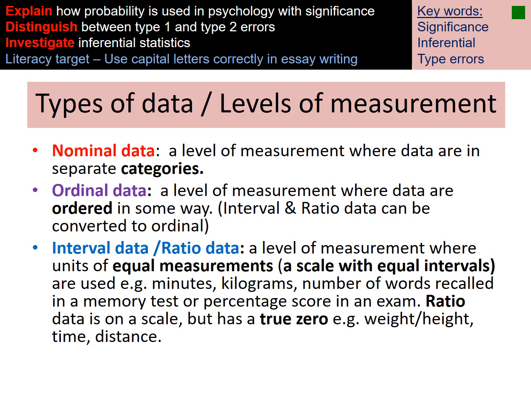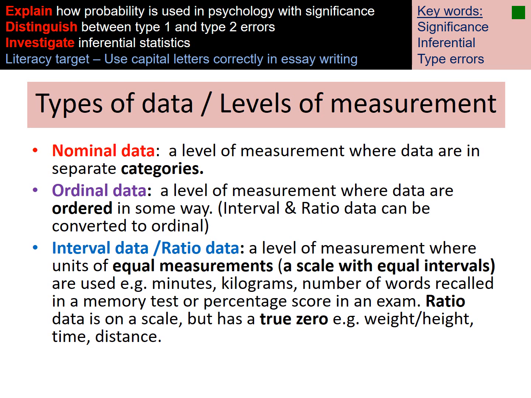Now, interval and ratio, this is basically a situation where the level of measurement that you're using has equal measurements between them. So, for example, things like time, the amount of minutes it took somebody to do something, the amount of kilograms somebody weighs, the amount of words that were recalled. Because the distance or the space in between the intervals, or the space in between the things that we're measuring, is consistent and exactly the same all the time, then we would say it's interval data.